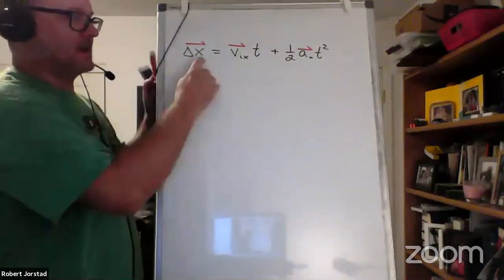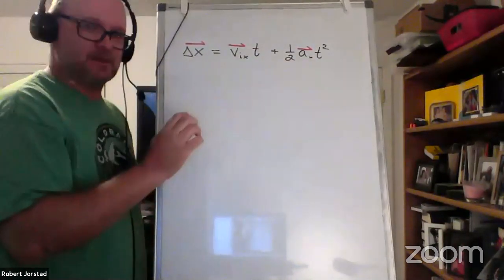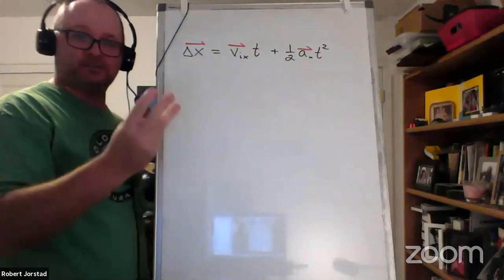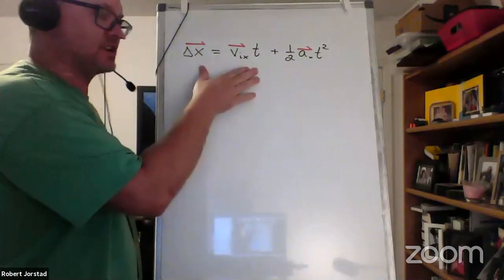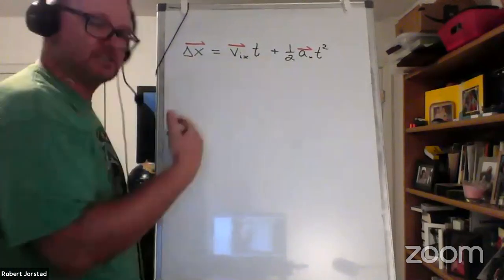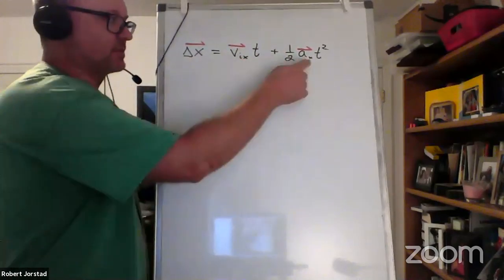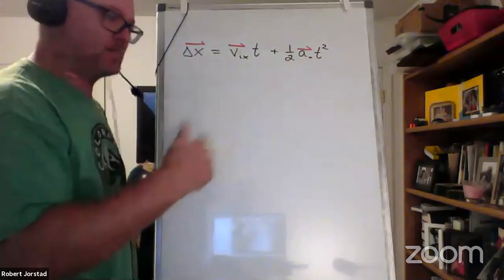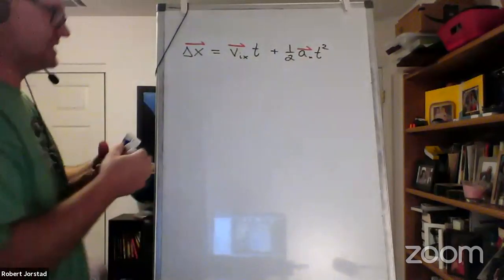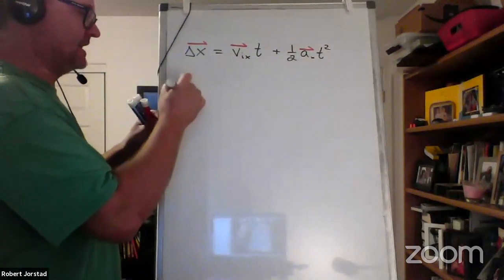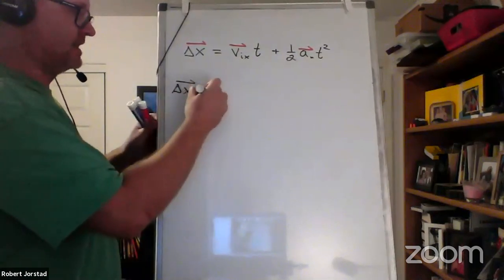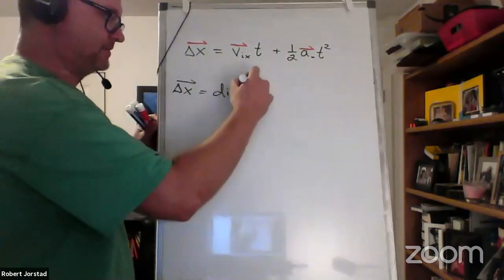Now, the reason I'm writing the x's on everything is because later on, when we have 3D motion, it's very easy to change this equation to y by just changing letters to y, or z. So I want you to get in the habit of using these subscripts to keep track of which variable we want to talk about. In this case, delta x is the displacement.